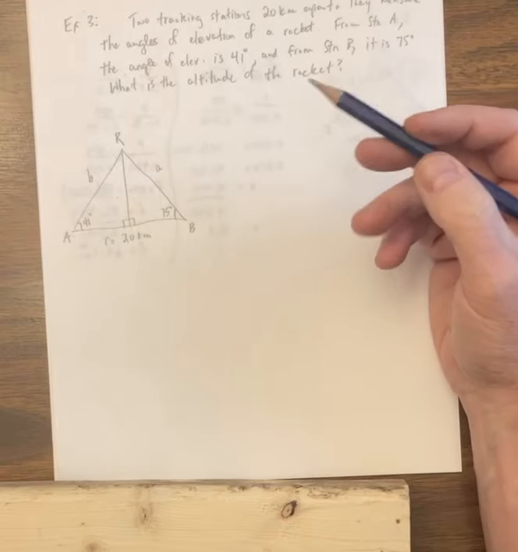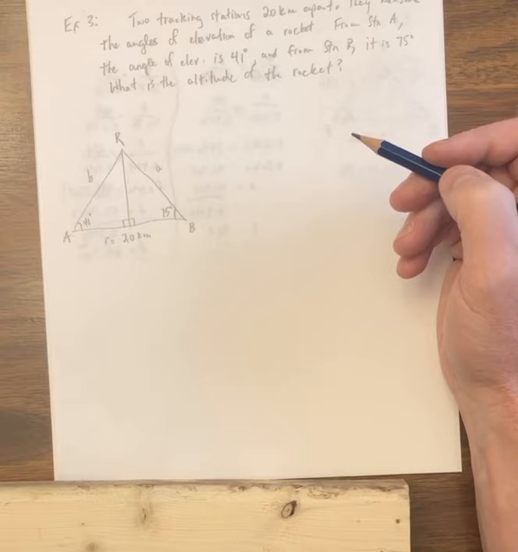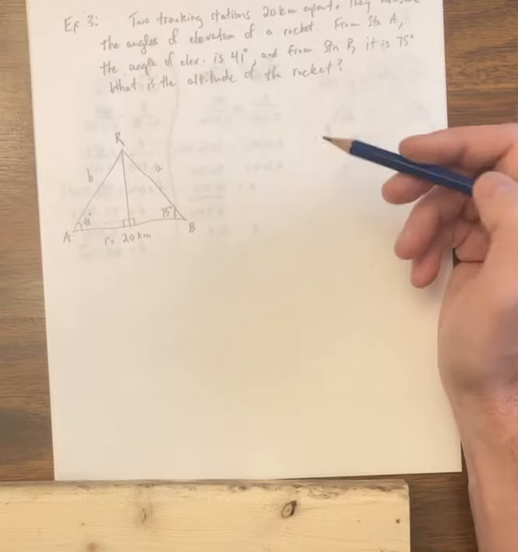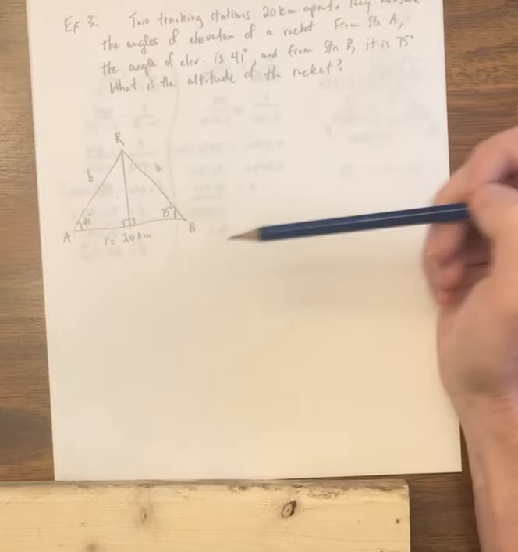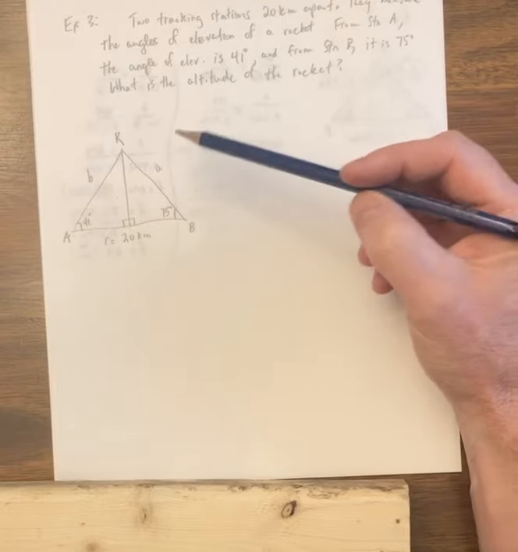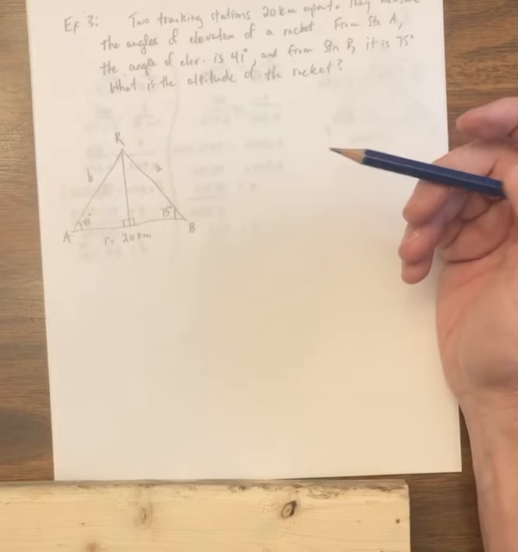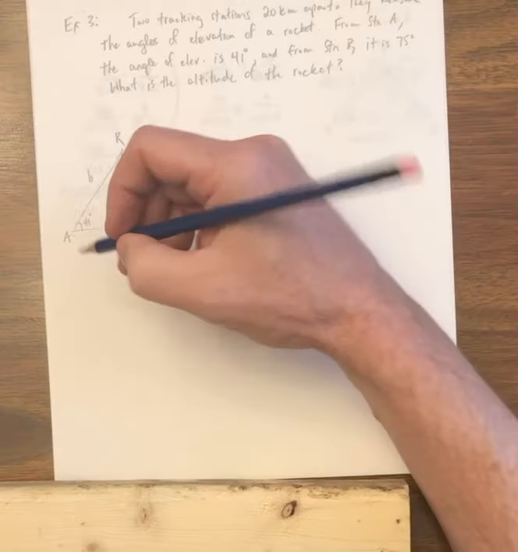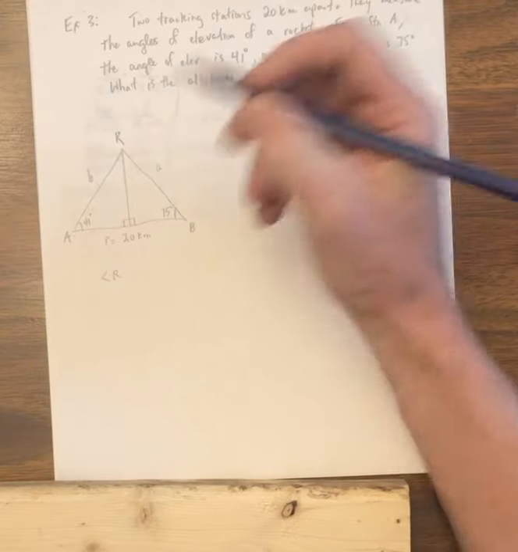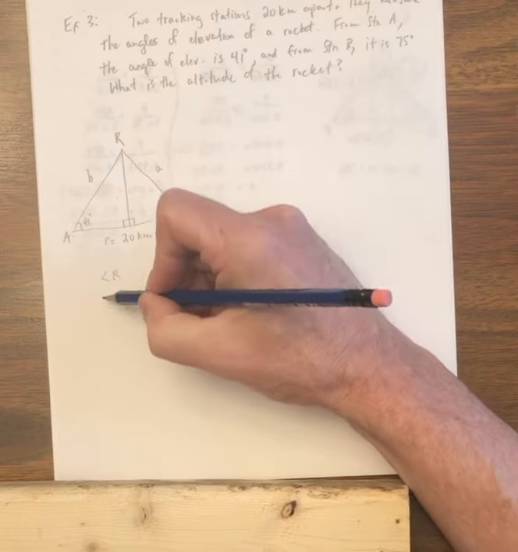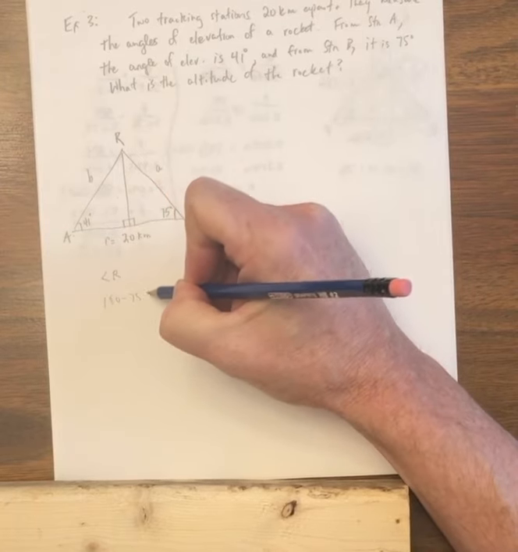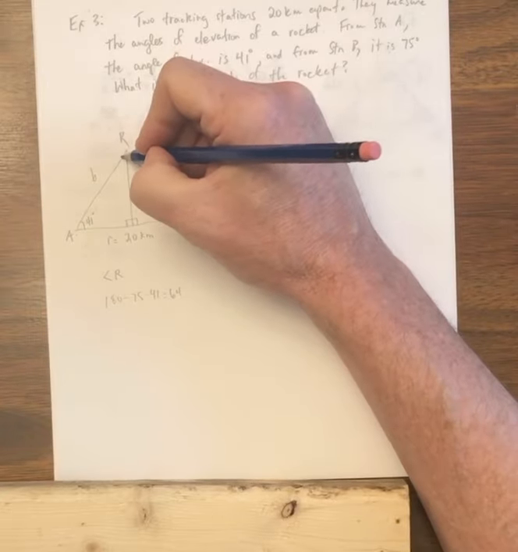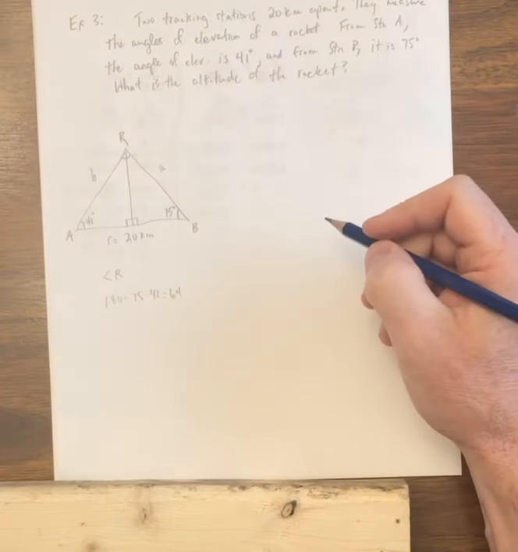So we can use both types of trigonometry. We can use right angle triangle trigonometry, SOHCAHTOA, and we can also use our acute triangle trigonometry today, the sine law. So let's start to figure this out. First of all, angle R. If I use my 180 rule, 180 minus 75 minus 41, I get 64 degrees. So I know angle R up here is a total of 64 degrees.